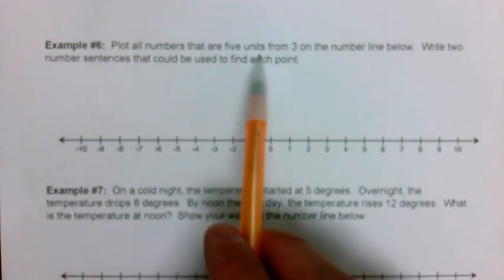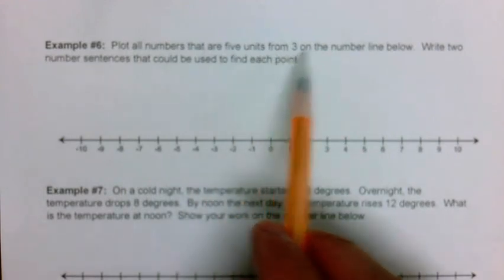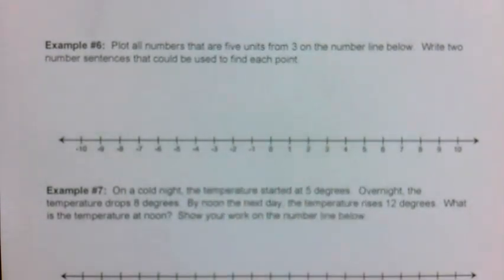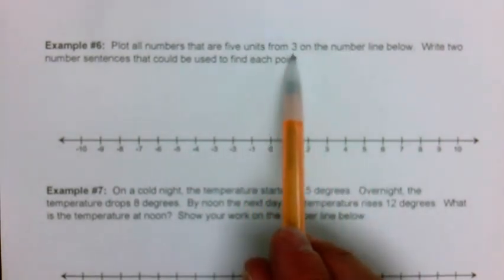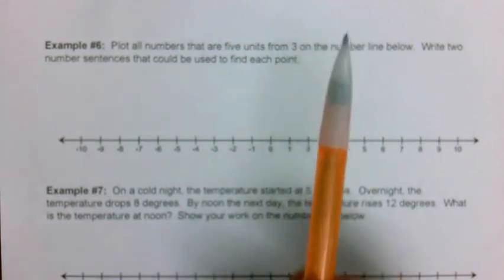Our next example asks us to plot all of the numbers that are 5 units from 3 on the number line below. Okay, now remember, to plot a number on the number line, you're going to put a dot on the number line where that number is located. So we want to be 5 units away from 3. It doesn't specify which direction, so we can go either direction.